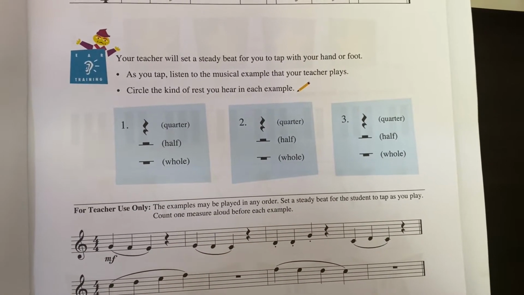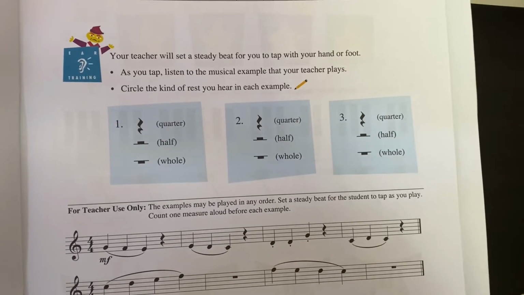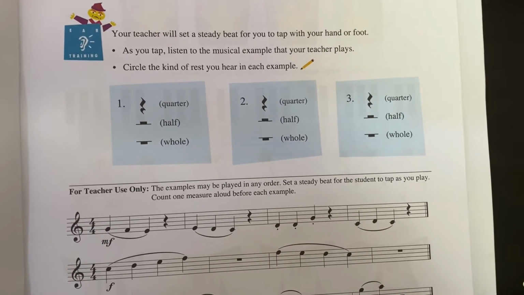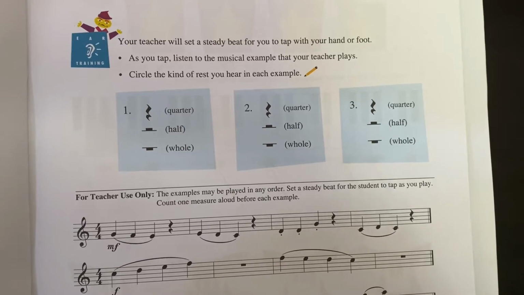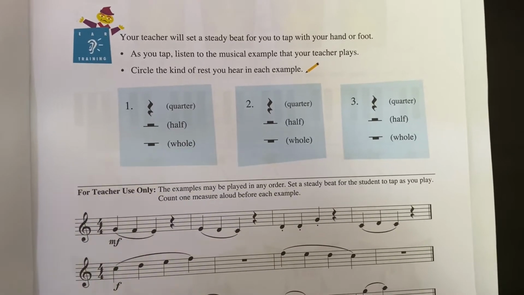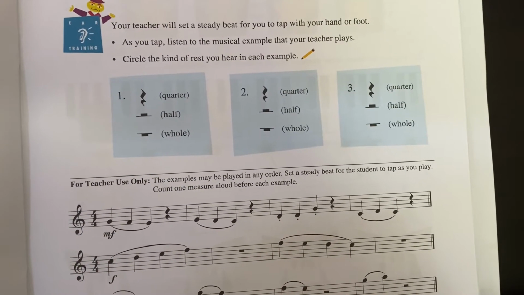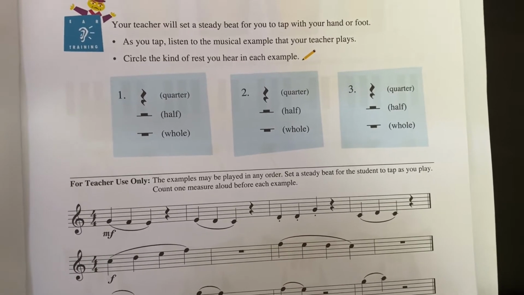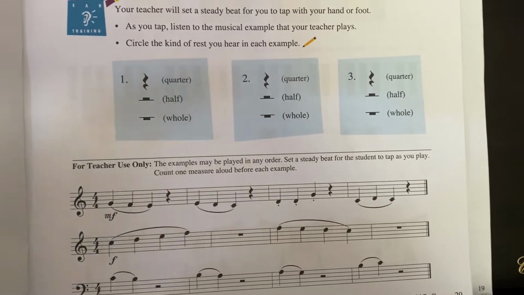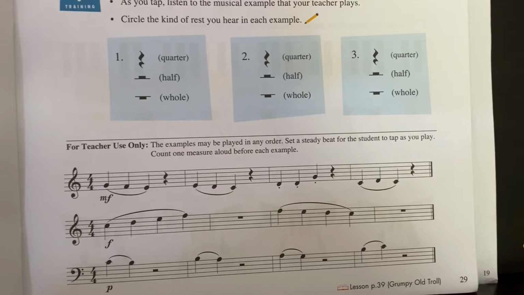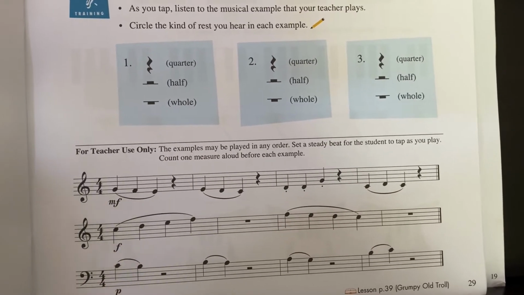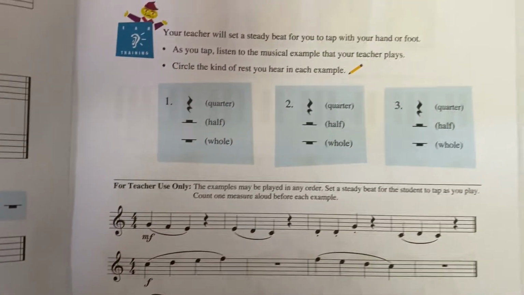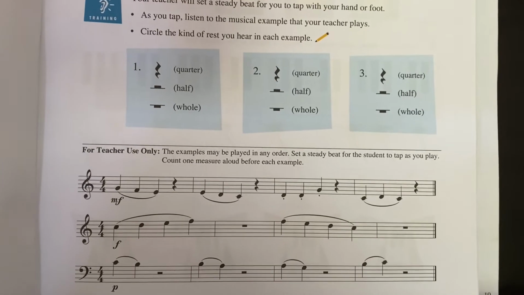And then down here at the bottom, we're going to work together for a minute. I'm going to give you a beat, okay? And I'm going to play an example for you. And you need to circle the kind of rest you hear in the example, okay? So you kind of have to count the beats as I stop playing. Does that make sense? All right, so let's try this first one, okay? Here we go.